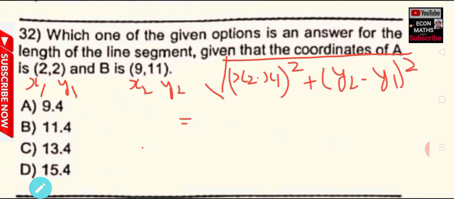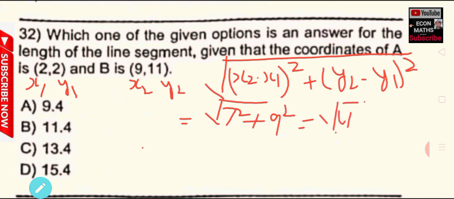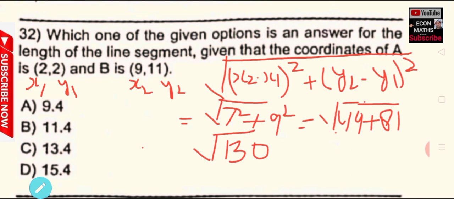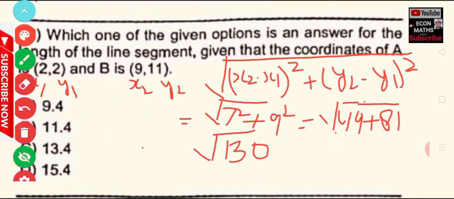So here our x2 minus x1 is 9 minus 2, that is 7 square. Plus y2 minus y1, that's 11 minus 2, that is 9 square. Now 7 square is 49, plus 9 square is 81, under root. So this comes out to be 130. Now we need the square root of 130.